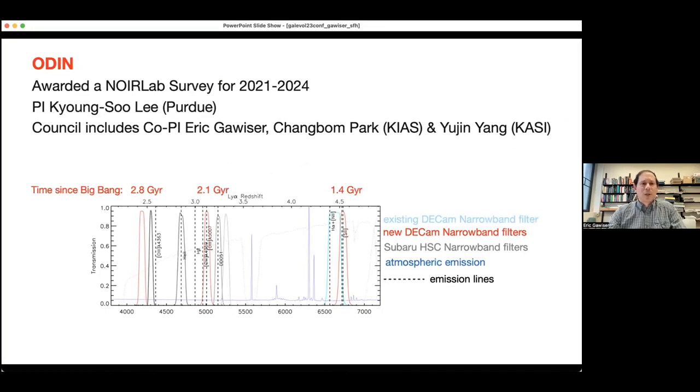The project is led by Kyoung-Soo Lee at Purdue. And the 3 filters that we built are shown in red here, corresponding to ages of the universe since the Big Bang of 1.4, 2.1, and 2.8 gigayears, so nicely spaced for an evolutionary study.